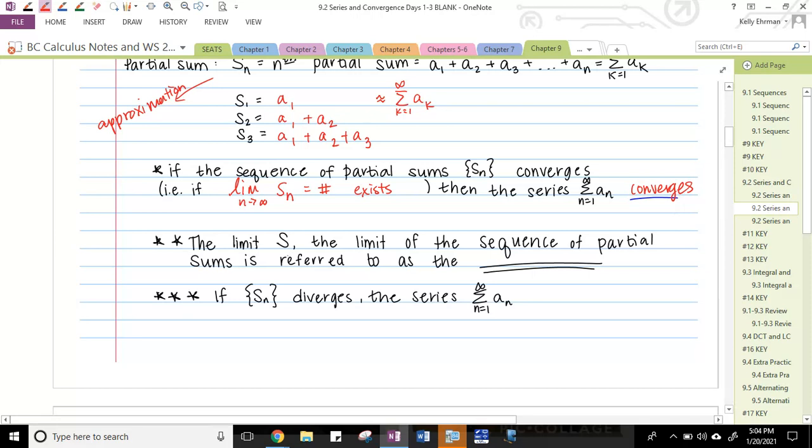The limit S, the limit of the sequence of the partial sums, is referred to as the sum of the series. Now notice S right there doesn't have a little sub n. So S is not S sub n, which is a partial sum. This S without any subscript is the sum that we're looking for. Think of it as like Riemann sum versus actual area. If the partial sum diverges, then the infinite series would also diverge.